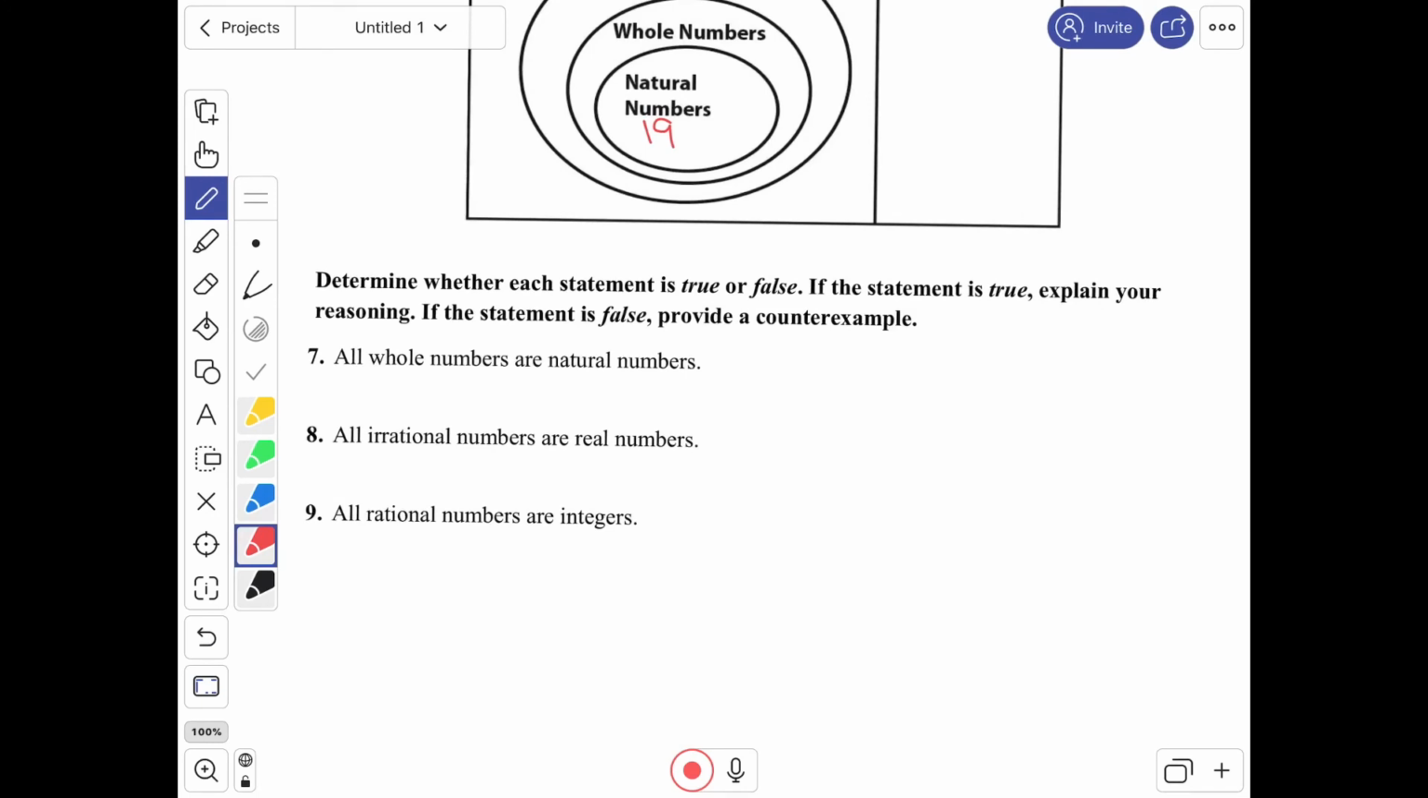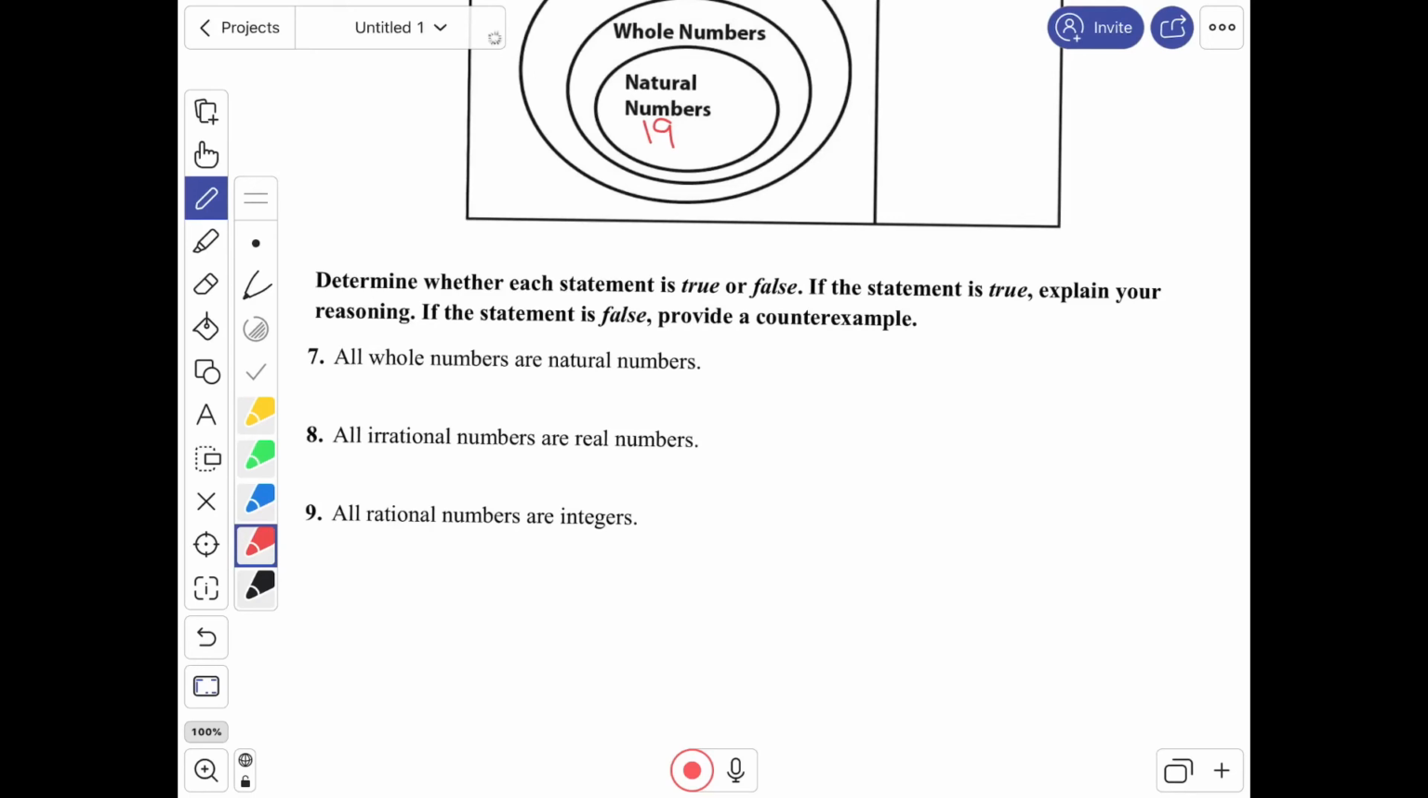Number 7, 8 and 9, you're going to determine whether each statement is true or false. If the statement is true, explain your reasoning. If the statement is false, provide a counter example. So if it's true, you can just write true. But if it's false, I want you to tell me an example that makes it false.